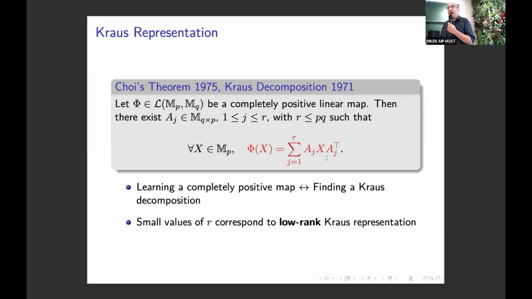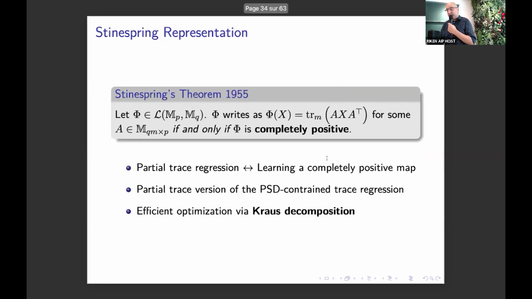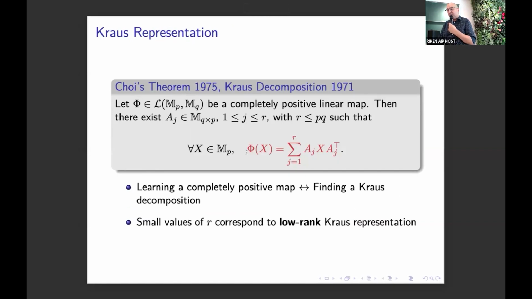And this is nice because if you would like to solve our partial trace regression problem, which is based on a model built on the partial trace, we know that if we consider a model like this, phi is completely positive, and if it is completely positive, it can be written like this.